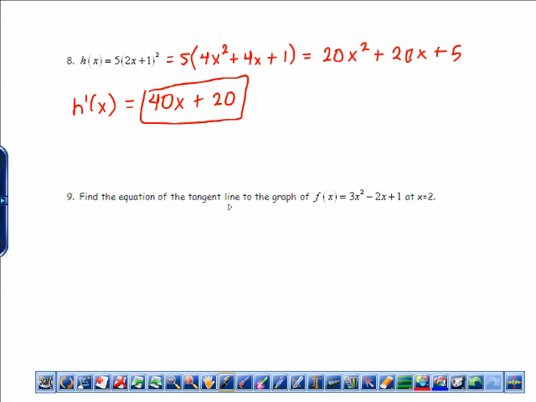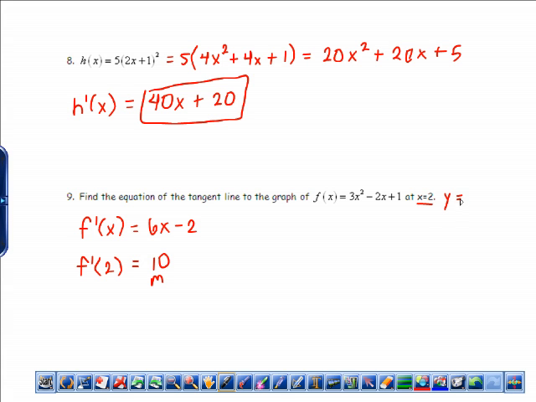Okay, number 9 says find the equation of the tangent line to the graph at x equals negative 2. Well, we know anytime we see this equation of the tangent line, our first thing we have to do is find the derivative. So the derivative here is 6x minus 2. I'm just using the power rule. Now the slope of that tangent line is going to be f prime of 2, which is going to be 12 minus 2, which is going to be 10. Okay, this is the slope of that line.